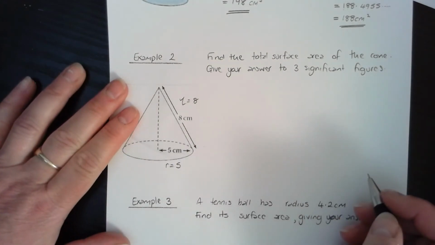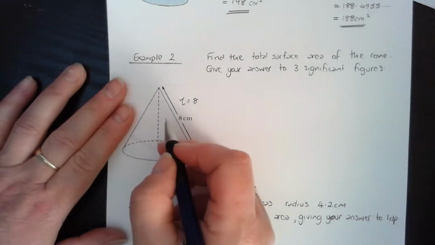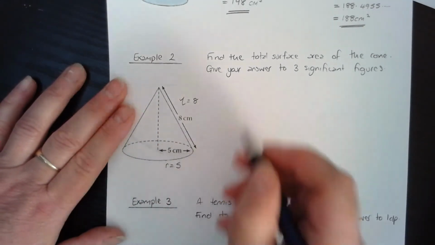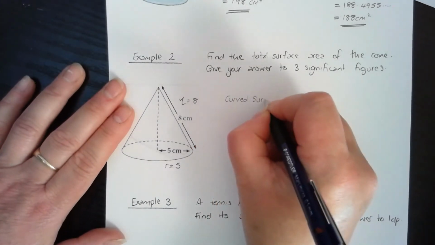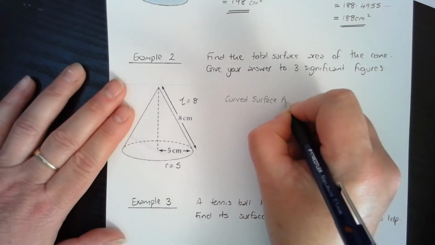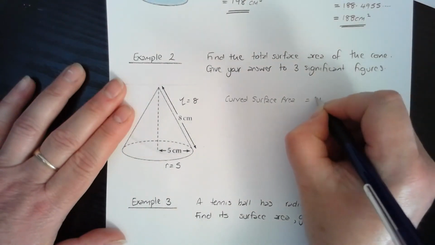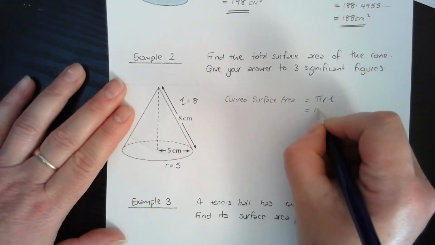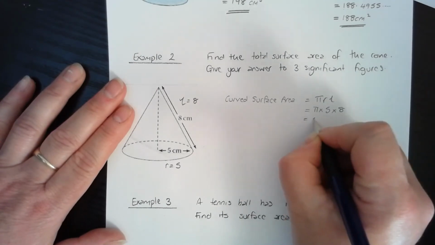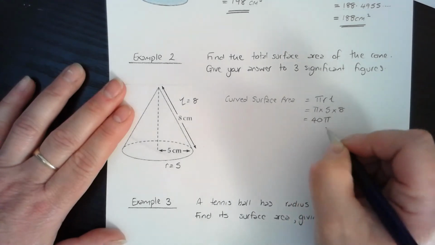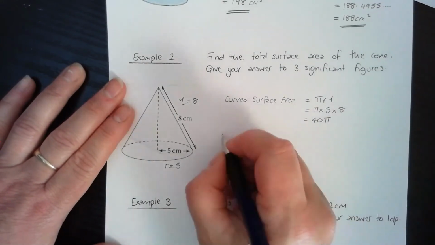And so, in order to work out the total surface area of the cone, we need the curved part and we need the circle part. So the curved surface area, the formula for that is pi RL. So pi times by radius 5 times by slant height 8 is 40 pi. I'm not going to work that out as a decimal yet because I will have to round it, and I don't want to do that just yet.